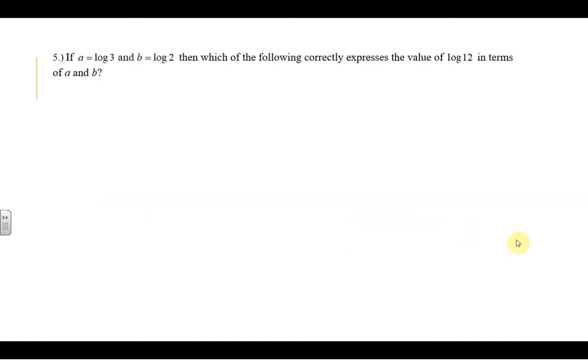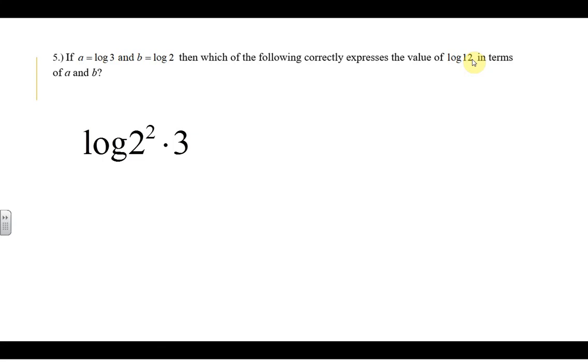If a equals log 3 and b equals log 2, then which of the following correctly expresses the value of log 12 in terms of a and b? You have to think, can you get to 12 using 3 and 2? You can use any powers of them. 2 squared is 4, and 4 times 3 is definitely 12.